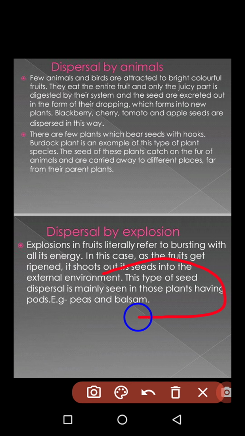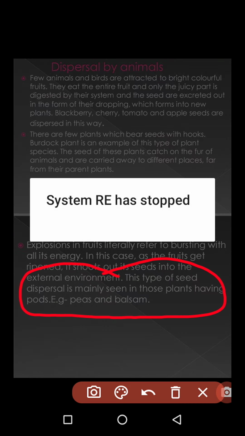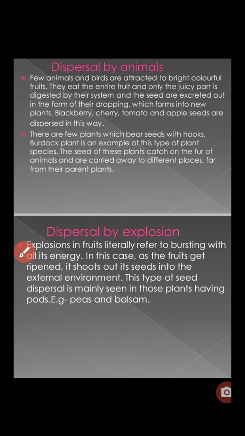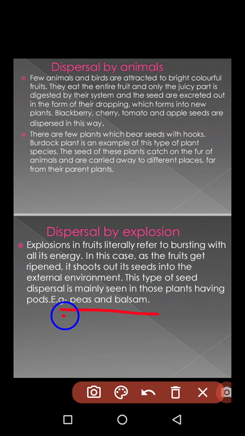This type of seed dispersal is mainly seen in those plants having pods. Example: peas and balsam.